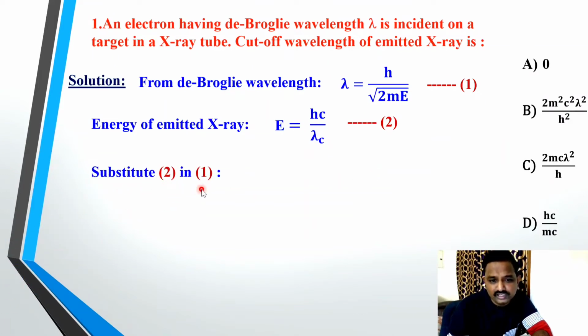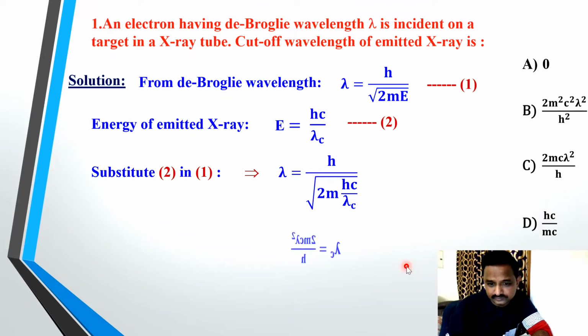Substitute 2 in 1. That implies lambda is equal to h by root over 2m hc by lambda suffix c. If you do simplification here, you will get the cutoff wavelength of the X-ray, that is lambda c is equal to 2mc lambda square by h. So we got the cutoff wavelength, lambda suffix c is equal to 2mc lambda square by h. From the given options, option C is the answer. Now we will go with the second question.